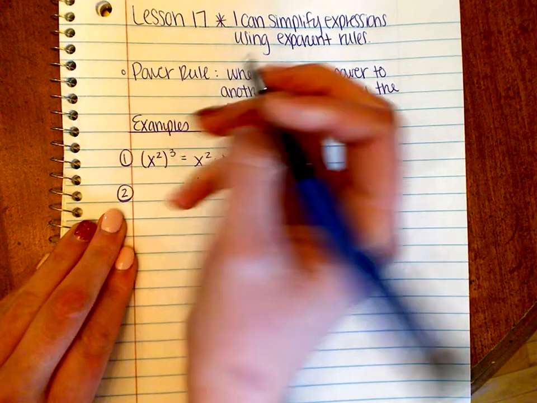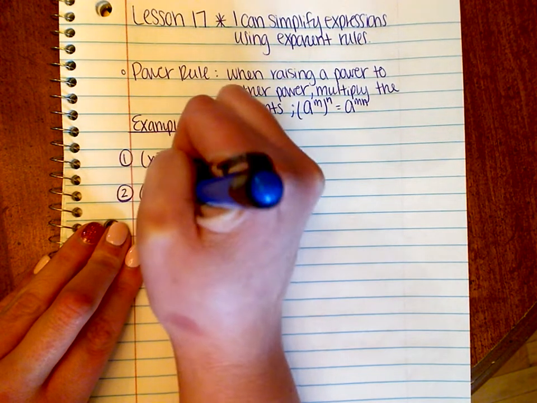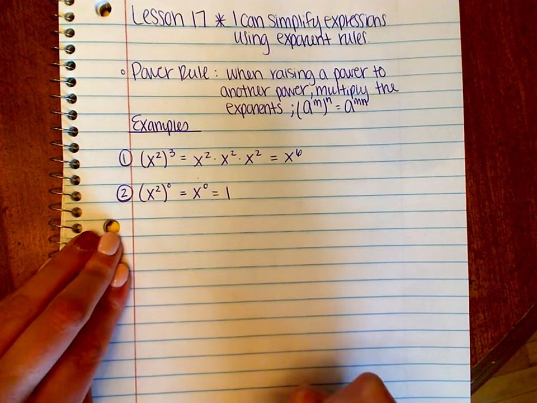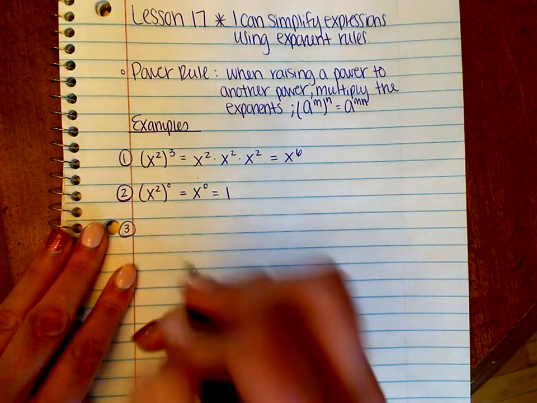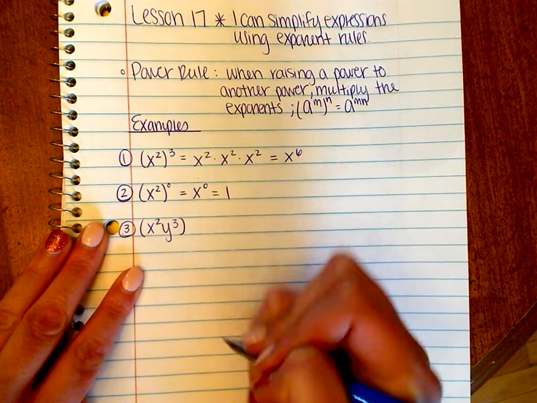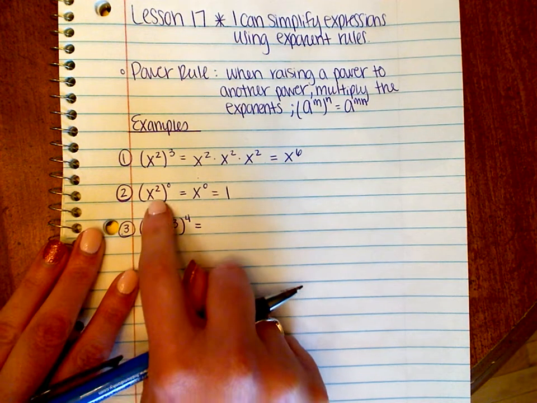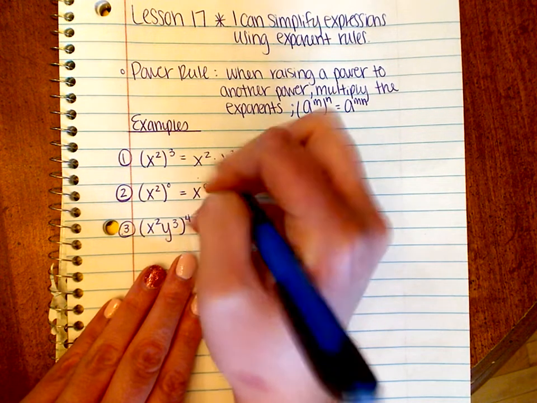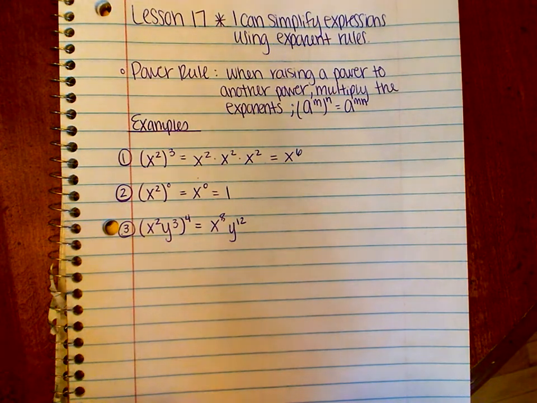All right. If we have x to the second, all raised to the 0 power, we know 2 times 0 is 0. X to the 0 power is 1. Okay, number 3. If you have two bases, so we have x squared and y cubed, and they're raised to the 4th power, okay, we're going to do the same thing. You're just going to raise both of those exponents to the 4, so you're going to multiply both of them. So 2 times 4 is 8, and 3 times 4 is 12. So you have x to the 8th, y to the 12th.